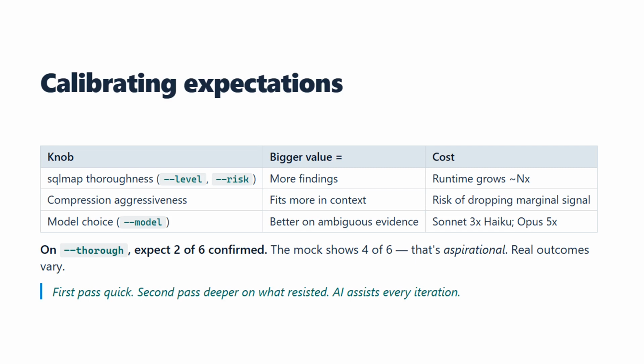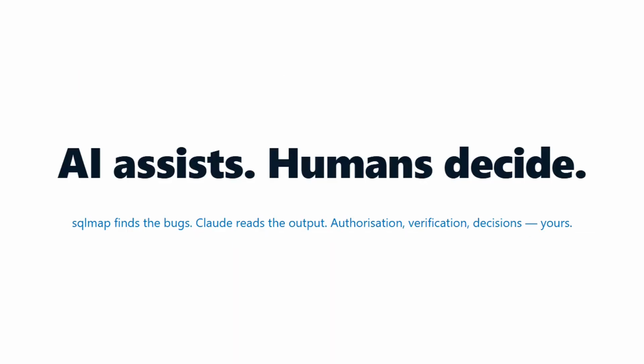Real pen tests are iterative: first pass quick, second pass deeper on the targets that resisted. Manual verification on what confirmed. AI assists at every iteration. It doesn't replace the iteration itself. One more line, same as T1's close, and the close of every hands-on episode in this series. AI assists, humans decide. sqlmap found the bugs. Claude read the output and told you what it means. The decision to escalate, the verification, the legal scope of the engagement, yours. The shape of responsible AI use in security work is exactly this: AI assists, humans decide. That sentence is the spine of the series.